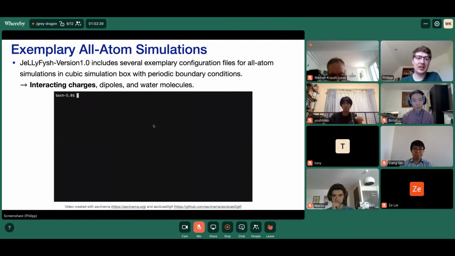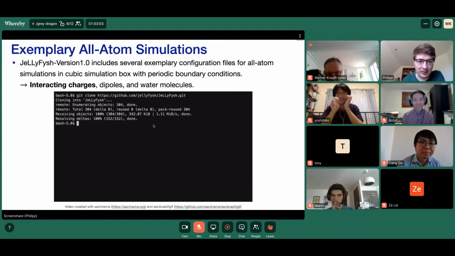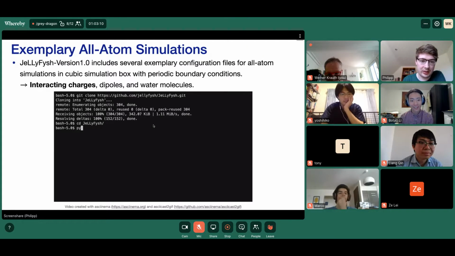And so that you don't have any excuses as to why you weren't able to run the simulation, I prepared a short video on how to actually use these exemplary configuration files for the case of the interacting charges. So this was the configuration file I described before. So let's start the movie. I hope it works. So here in the first line, I just clone the public repository, which everybody can do. So it's public. Then I go into the cloned repository.